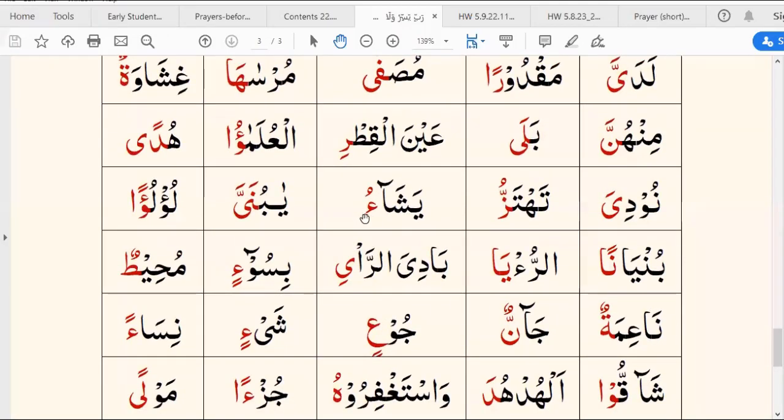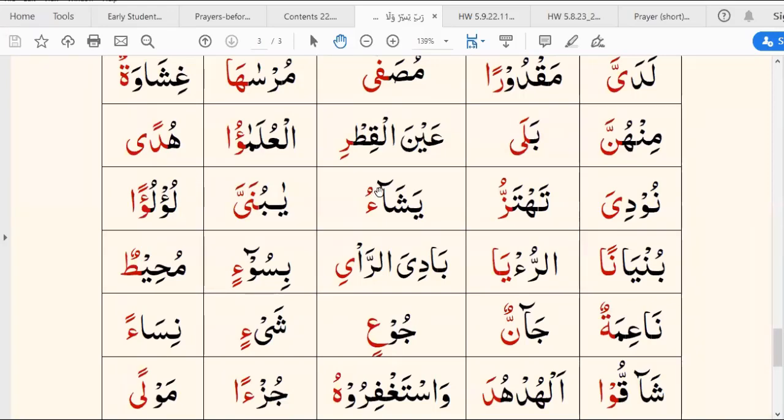At the end of this word, we have a dhamma. So if I'm going to read it as it is, with no change, it will be read yasha'u. Can you repeat? Yasha'u. Good. And now I will ask you, if there's a pause here, I'm going to put this hand over the dhamma, and imagine on the dhamma there's a sukoon. Okay, so how do you think that will be read? Yasha. Very nice, mashallah. Very good.